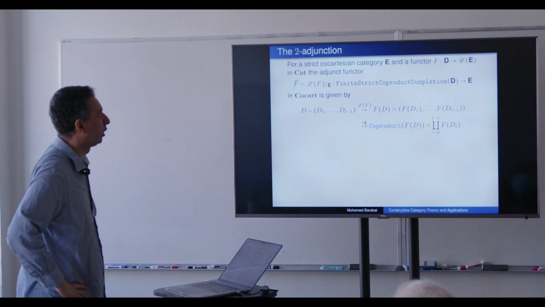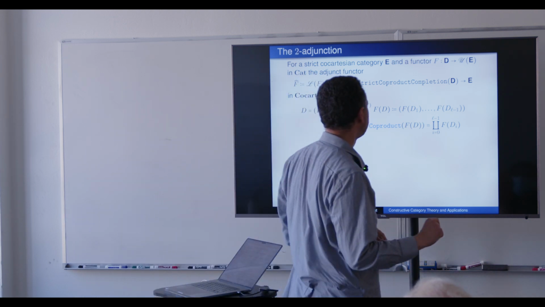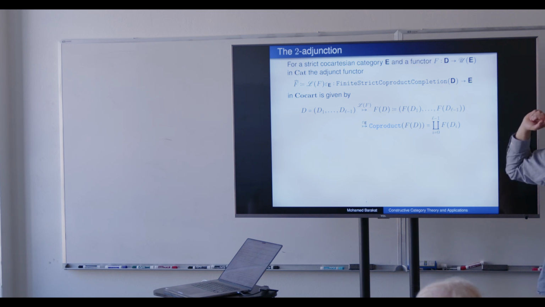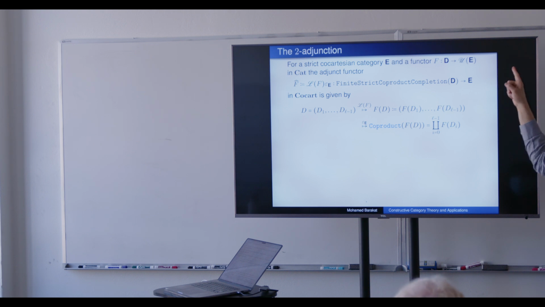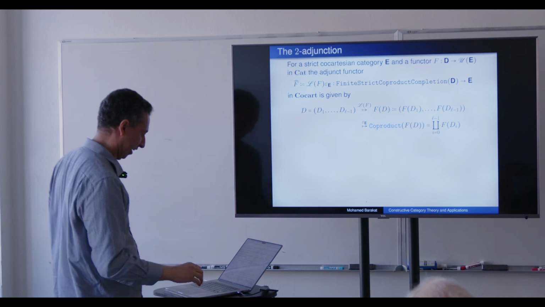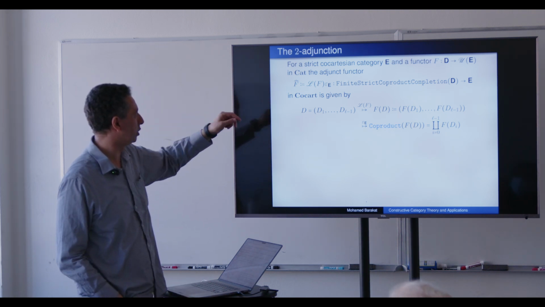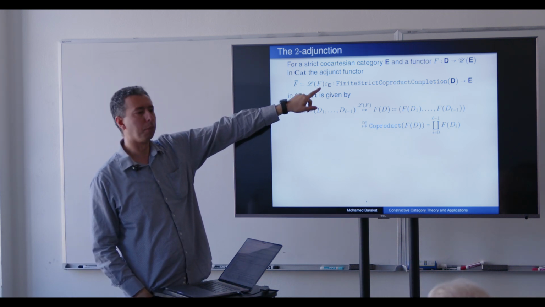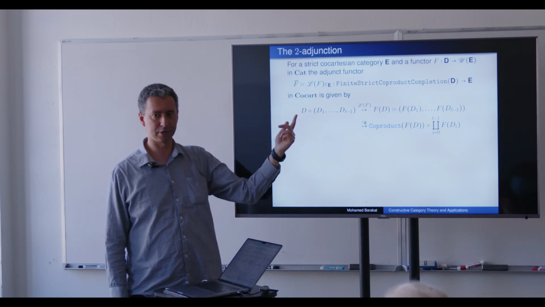So for a strict co-Cartesian category E and a functor F from D to U of E, so now you see that I'm strictly typing. Other people would write here from D to E, right? But I'm strictly typing because I want both of them to live in the same doctrine. So I have to forget the extra structure I have for E. So the adjunct functor is then the composition of applying the left adjoint to F and then composing in our common convention. So you read it in this way. You apply this and then this.